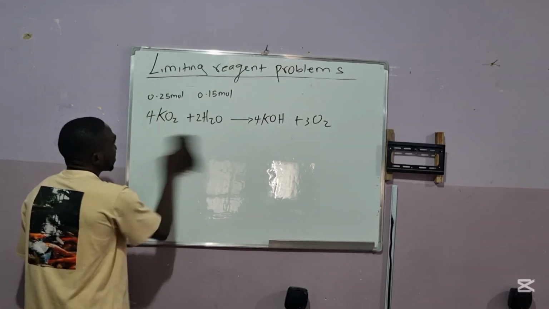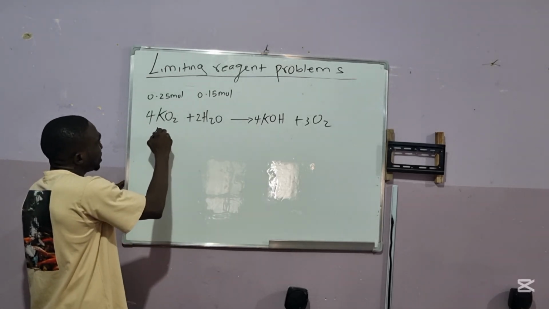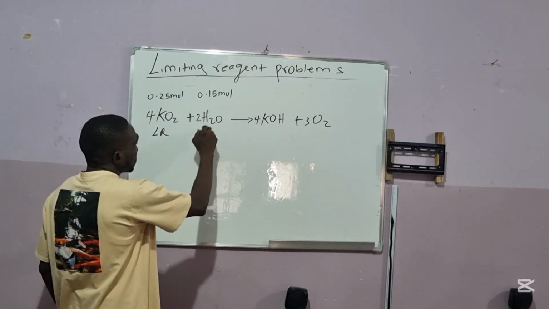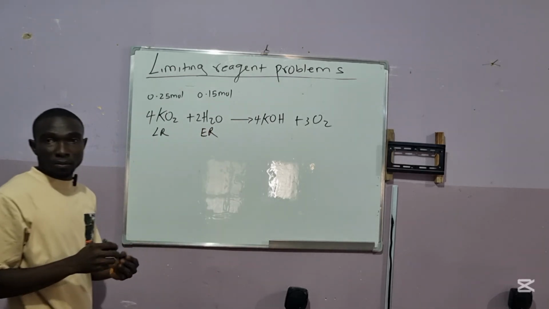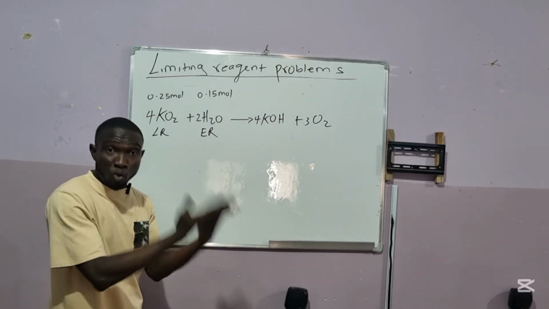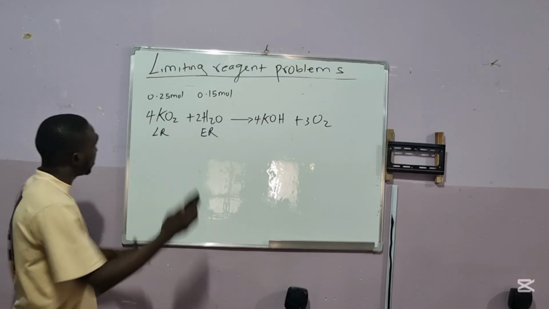So we move on to the next step. If potassium superoxide is my limiting reagent, my excess reagent is what? Water. Does that make sense? You can still try the second method, right? It will still work. Now, for the second method, we're going to do pure stoichiometry.